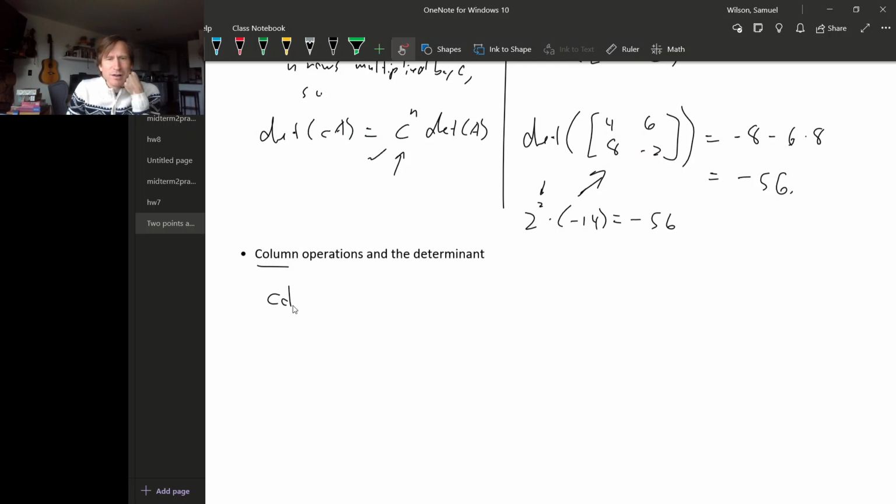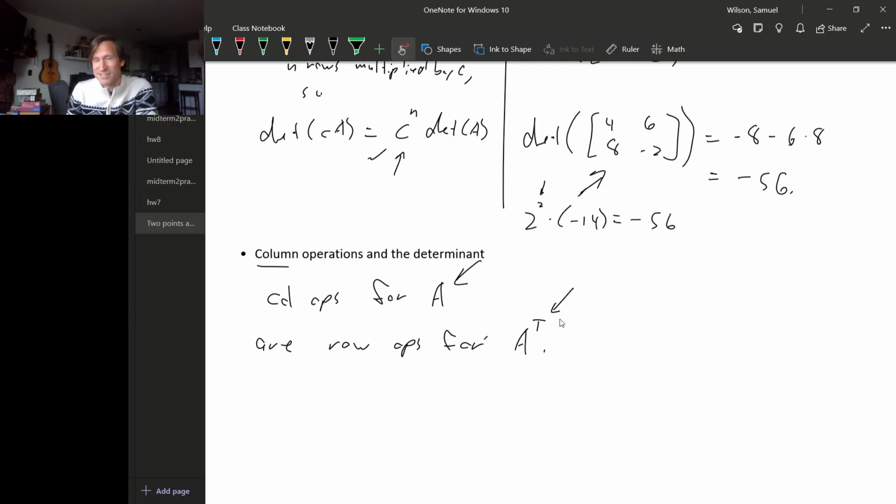Figuring out how all of those change the determinant is pretty straightforward, because column operations applied to a matrix are the same thing as row operations applied to the transpose. Any column operation on a matrix is just a row operation on the transpose of that matrix. And we know that a matrix has the same determinant as its transpose. So to figure out what a column operation does to a determinant, we can think about the corresponding row operation applied to the transpose, because the determinants will agree. And we know what row operations do to the determinant.